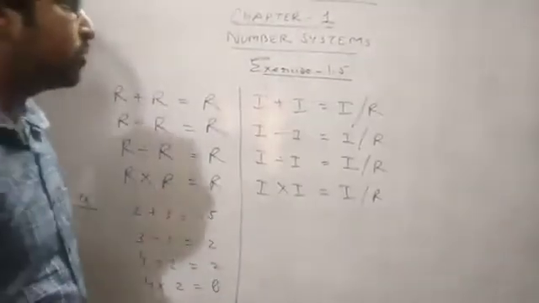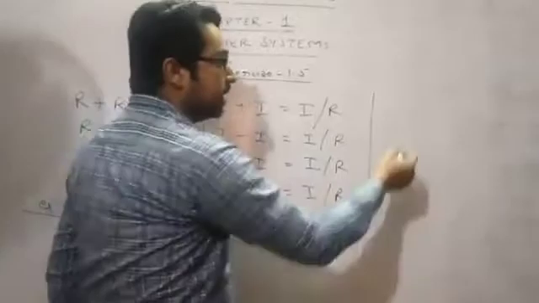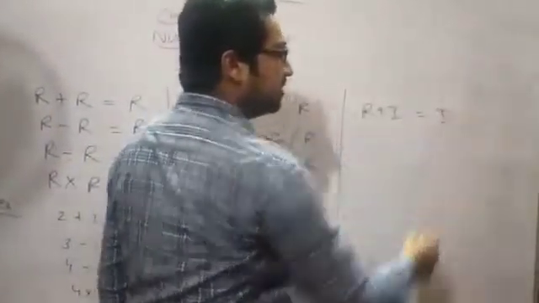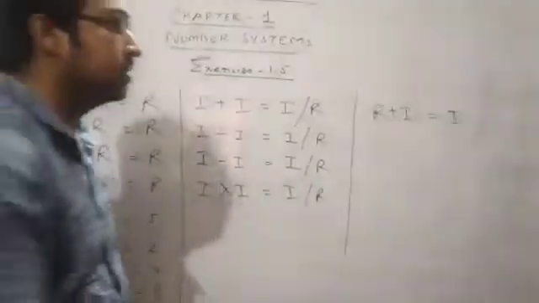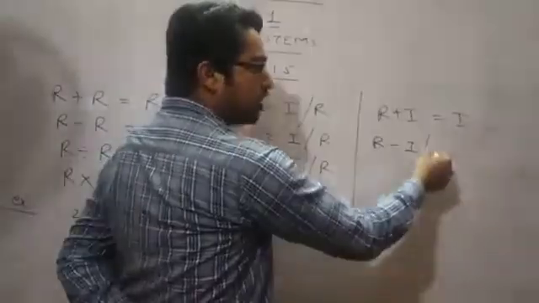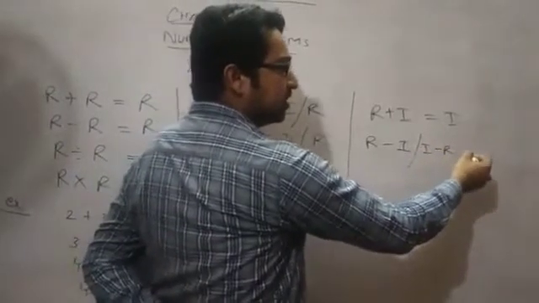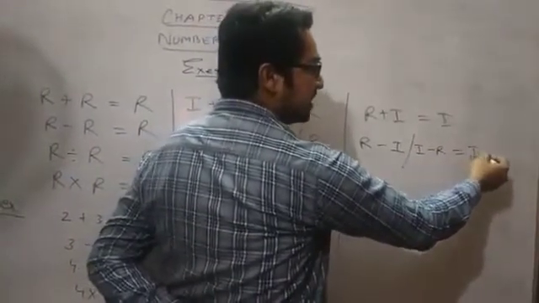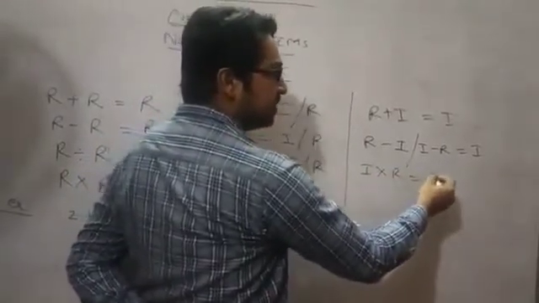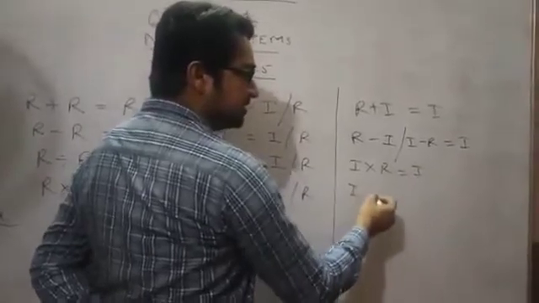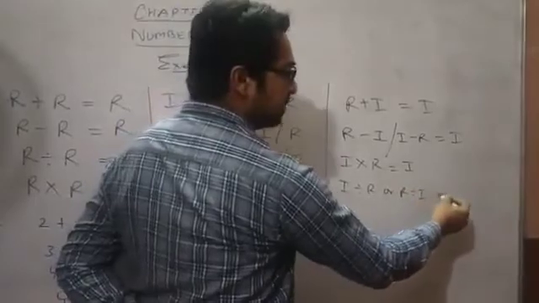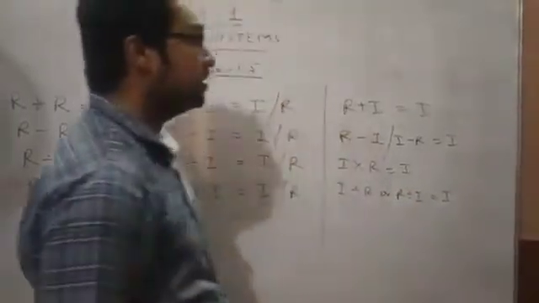And the next four properties are: when we add a rational number with an irrational number, the result will always be an irrational number. When we multiply or subtract rational from irrational or irrational from rational, the answer will be an irrational number. The product of irrational and rational will be irrational, and the division of irrational by rational or rational by irrational is always an irrational number.